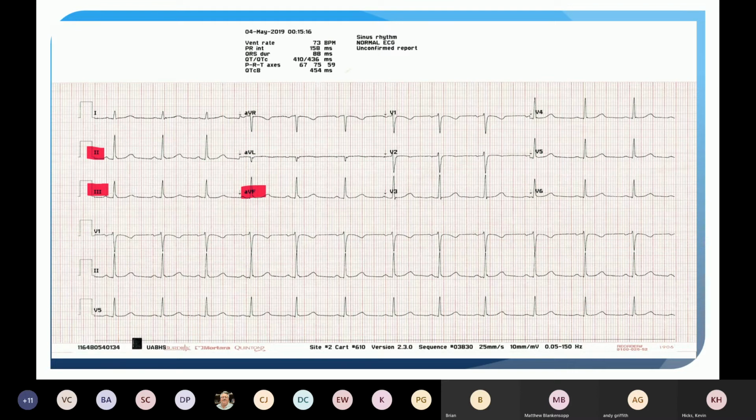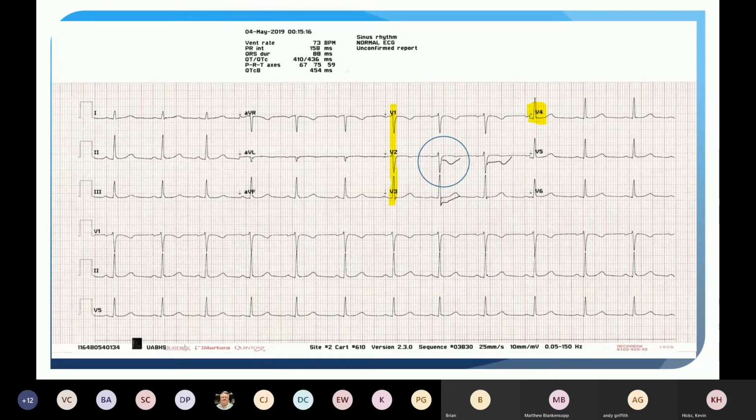So every EKG, I look at the same way. I check the rate out, then I'm looking for injury patterns. So I go lateral, then I look inferior. The next thing I do is I look at V1 through V4. ST elevation will be either a septal or anterior infarct, all right? But also in these leads, if you have ST depression and T-wave inversion, that's concerning for a posterior infarct, okay?